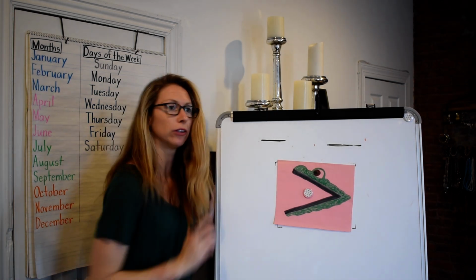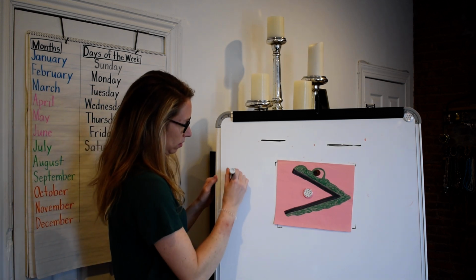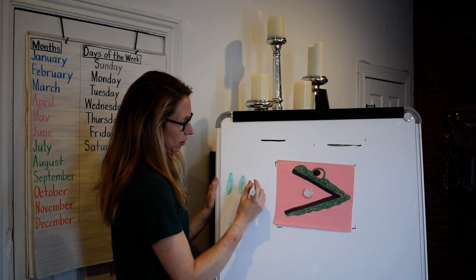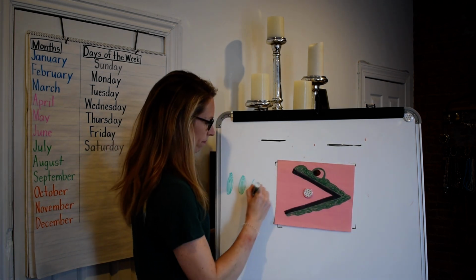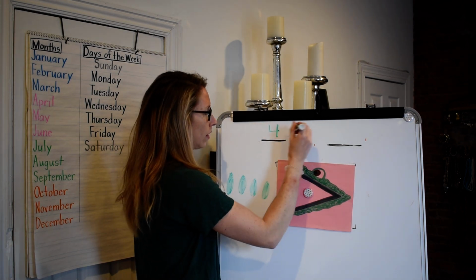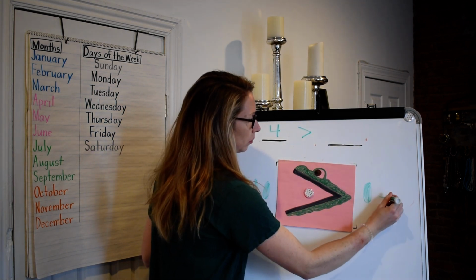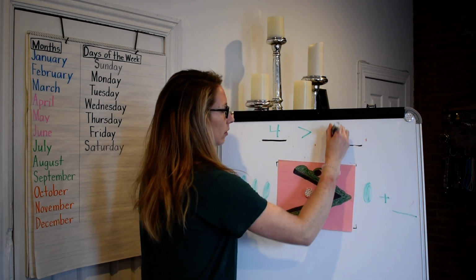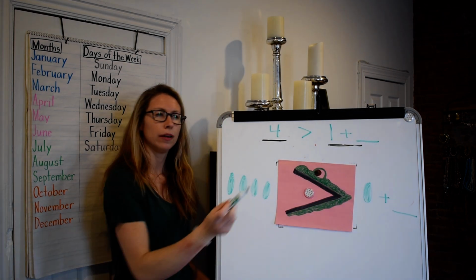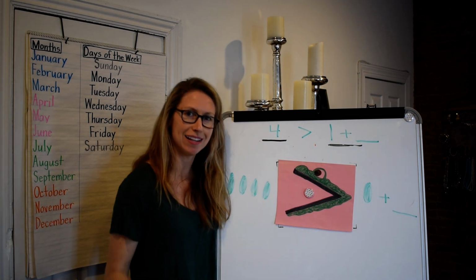I'm going to make some pickles. So, I have 2 pickles. Let's do 4 pickles is greater than 1 pickle plus blank pickles. Now, here I'm giving you the symbol, and you need to come up with a number that can make this sentence work.